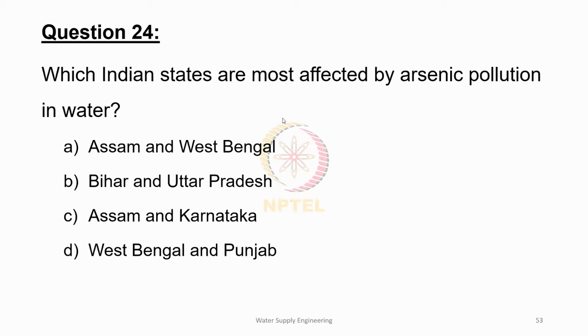Which Indian states are most affected by arsenic pollution in water? So earlier in one question we had mentioned the primary polluting agent in case of groundwater is arsenic and fluoride. Hope everyone remembers. So this question is which Indian state is most affected by arsenic pollution? Option A, Assam and West Bengal. Option B, Bihar and Uttar Pradesh. Option C, Assam and Karnataka. Option D, West Bengal and Punjab. Which Indian states are most affected by arsenic pollution in water?